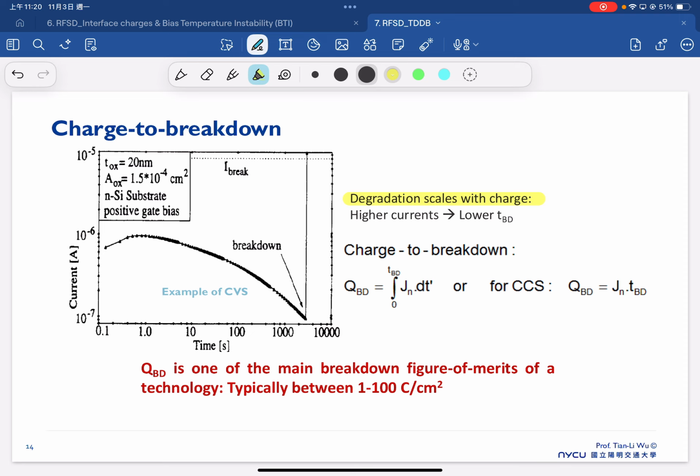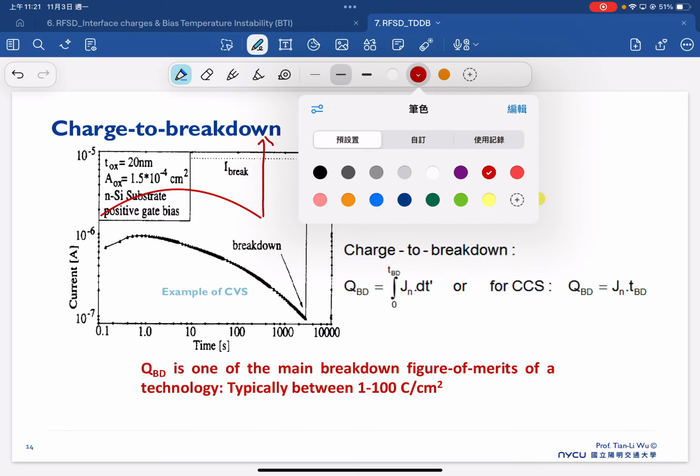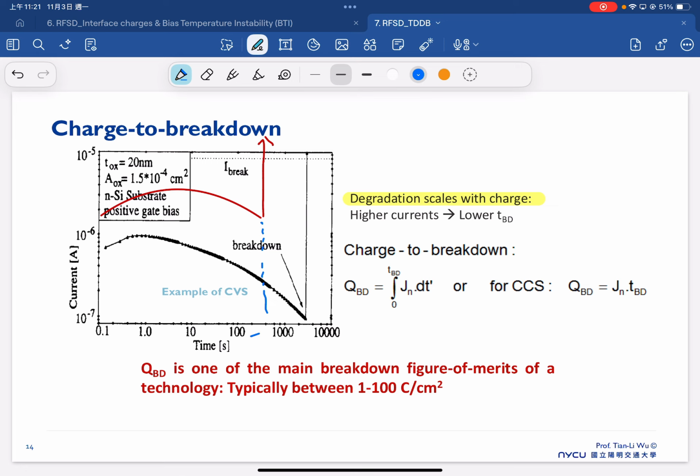If you have a higher current, the charge accumulates faster, and therefore you have a shorter time to breakdown. For example, if you inject a large bias, you will see the early breakdown here, and that's another TBD. So this is a TBD, where TBD is the time to breakdown.